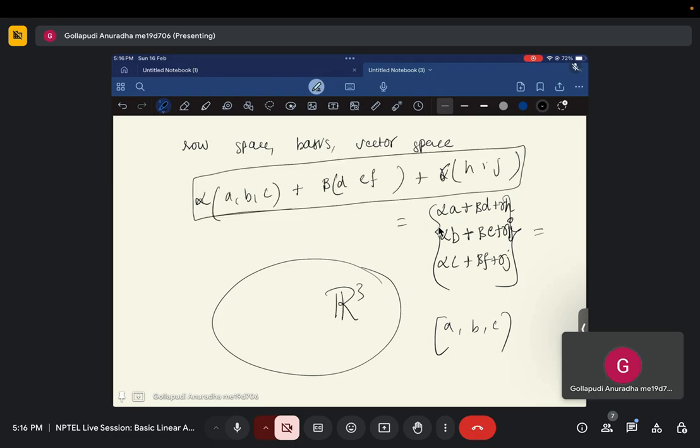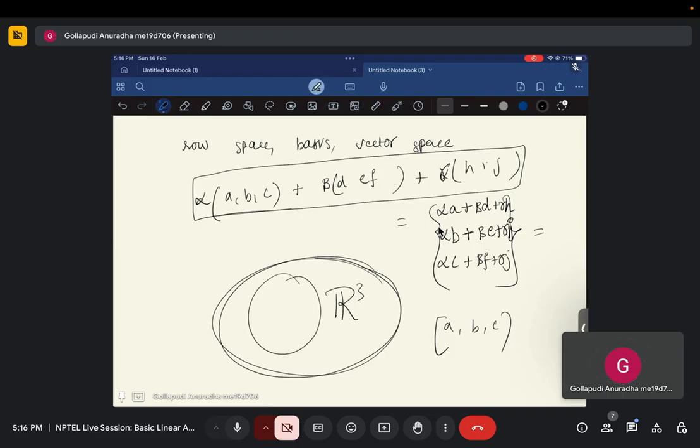But R3 can have a vector which is not in this form also. So it's a subset. This is a vector space, it's a subset. R3 is a bigger one, and in that R3 there can be many vector spaces, not just this.